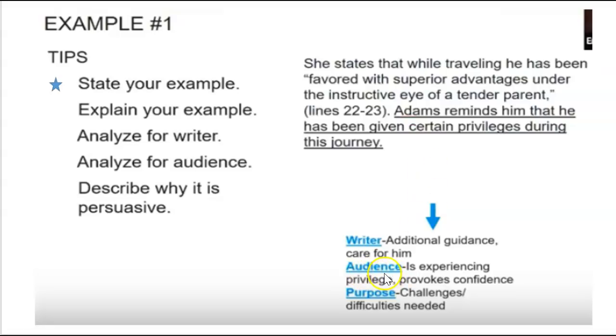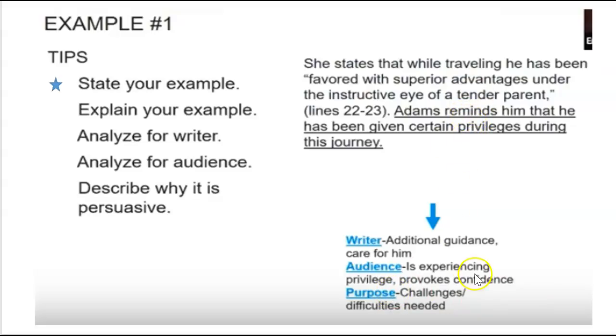You might also notice we have that he's experienced privilege, but we don't mention that it's provoking a sense of confidence in him, that when she uses this language, she's trying to get him to say, you know what, it is okay, I can do this. And so we didn't include the provoking of confidence. And then we don't touch on the purpose in this commentary here.